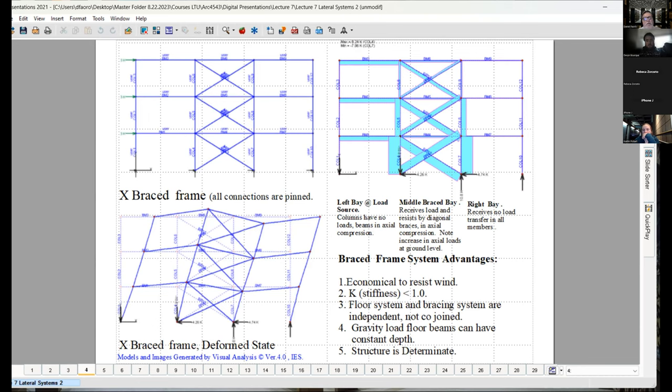And where is all the work being done? Do you see any forces on the right-hand side column at all? Far right? There's no loads there. In fact, you don't even see any forces on the beams on the far right-hand side bay. It's all zero. Center bay does all the work. Diagonal force tension across the top, increased on the second floor and maximum on the ground floor. And the column axial loads are again doing all the work as these loads get transferred through.